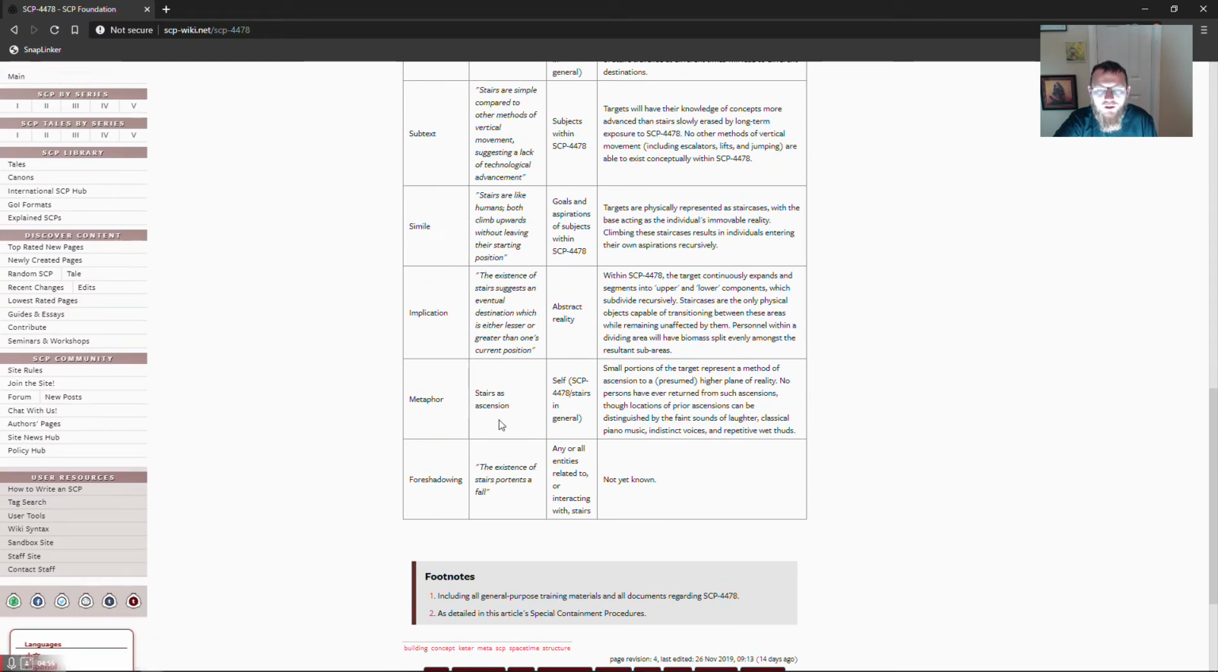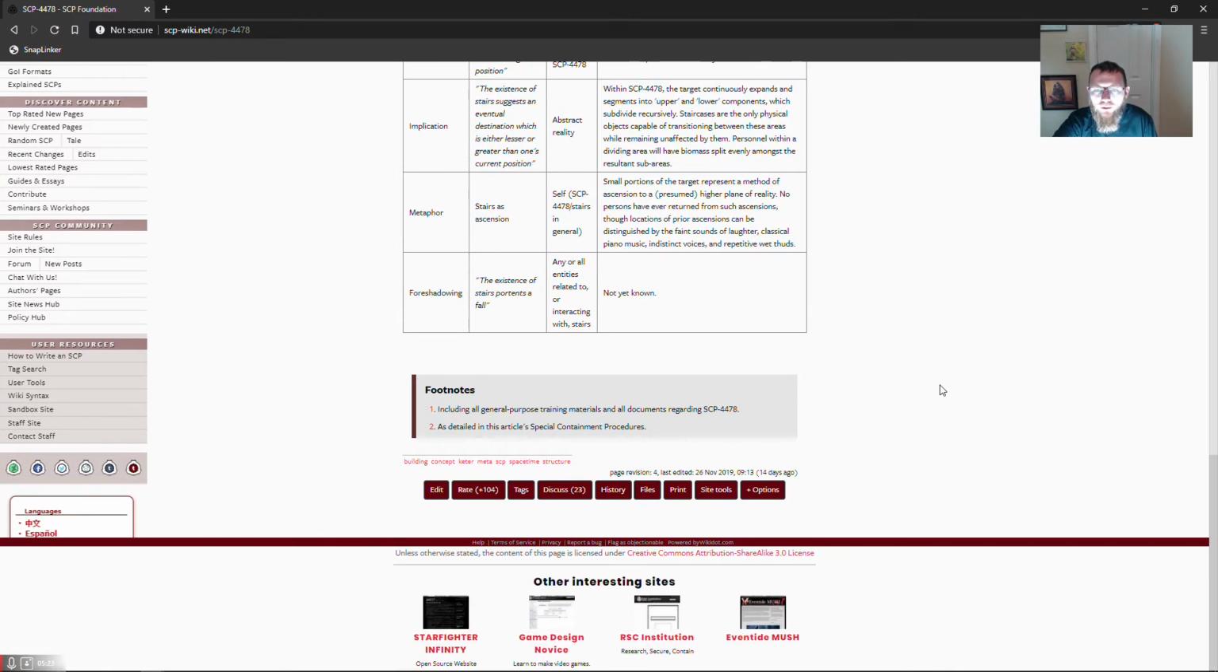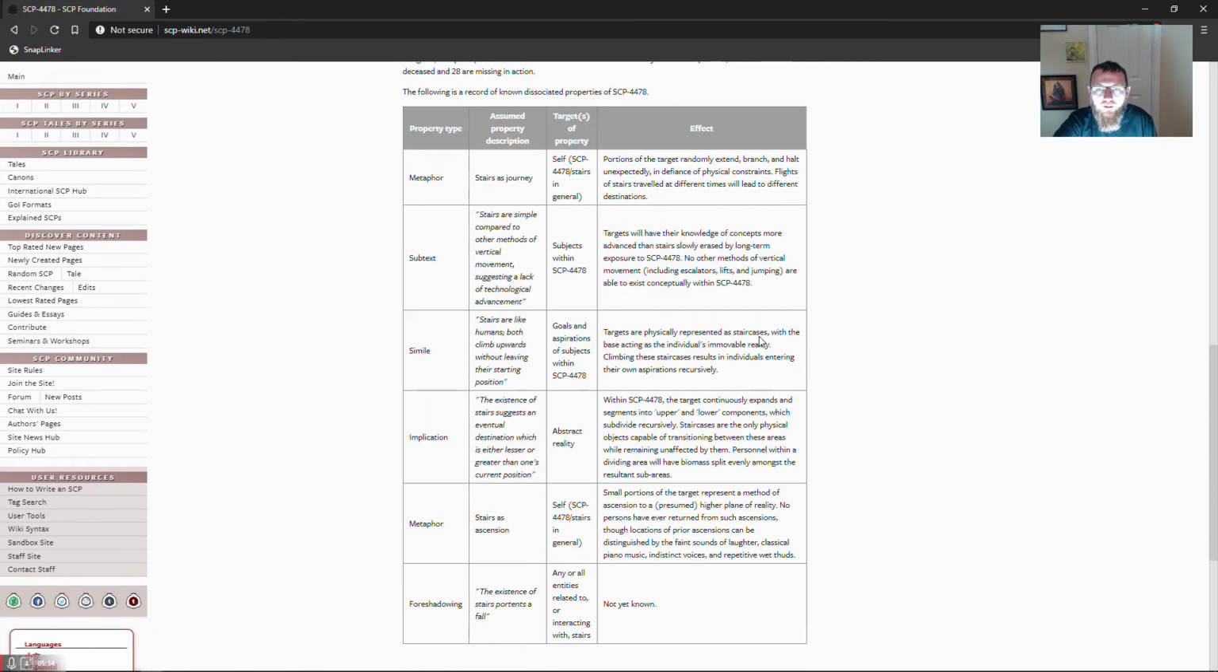Metaphor, stairs as ascension. Again, targeting self, 4478. Small portions of the target represent a method of ascension to a presumed higher plane of reality. No persons have ever returned from such ascensions. The locations of prior ascensions can be distinguished by the faint sounds of laughter, classical piano music, indistinct voices, and repetitive wet thuds. Foreshadowing. The existence of stairs portends a fall. Subject: any or all entities related to or interacting with stairs. The effect is not yet known.